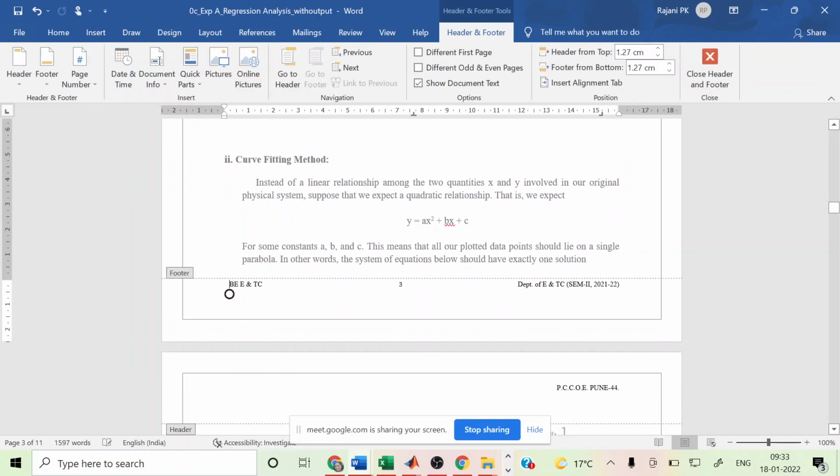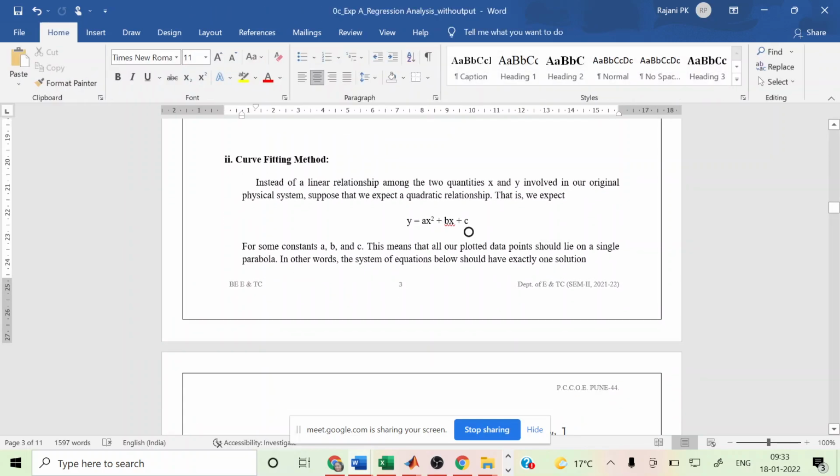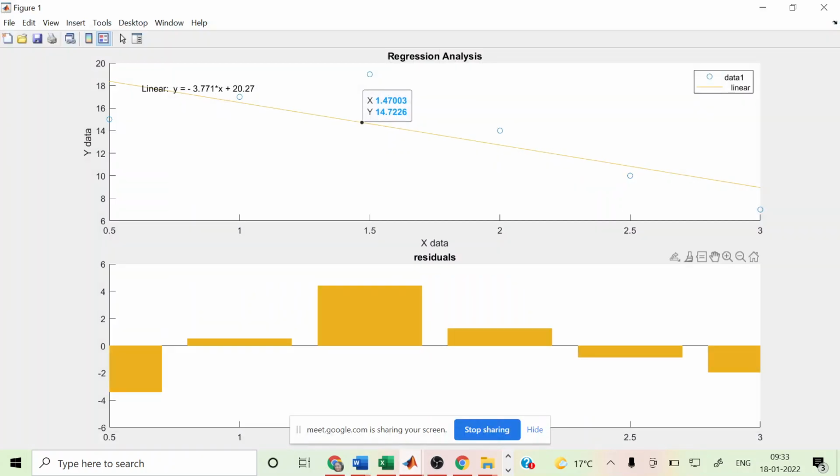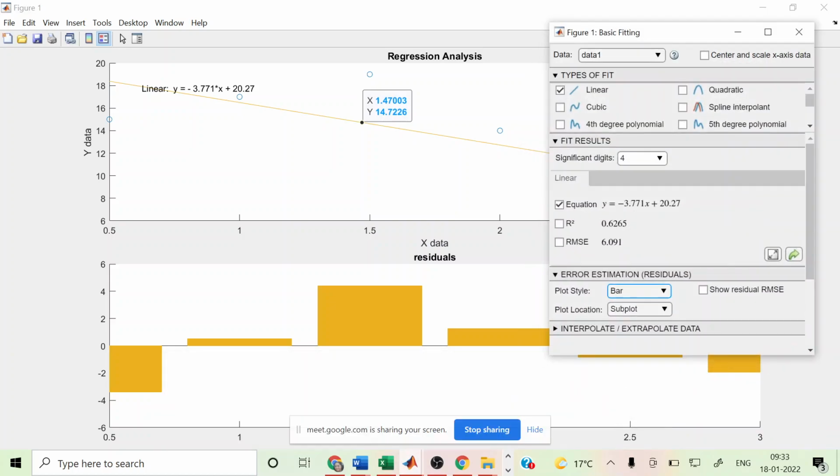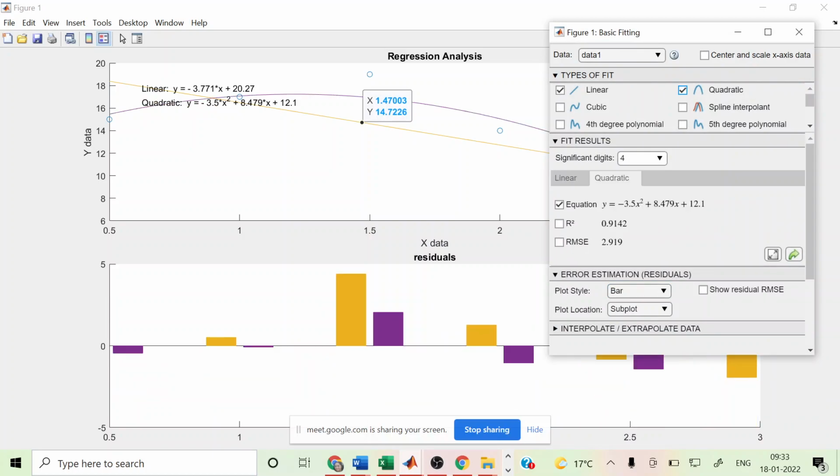Correct. So where a, b, c are all constant values. This means that all our plotted data should lie on a single parabola. Correct. So that is what we were discussing here with the help of the parabola. Okay, suppose I'm taking a quadratic, so what will happen? The equation, you can see, is minus 3.5 x square plus 8.479 x plus 12.1, which is a parabola.